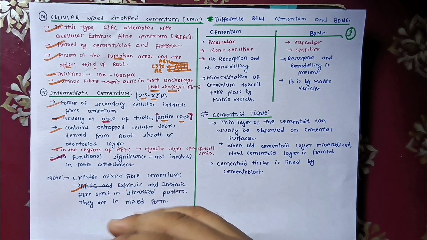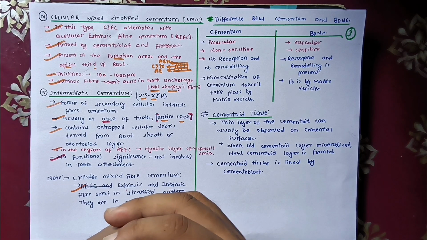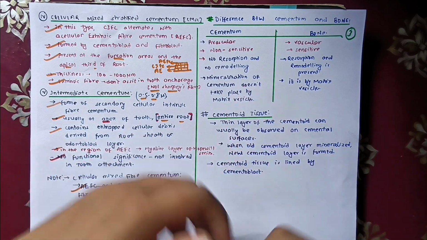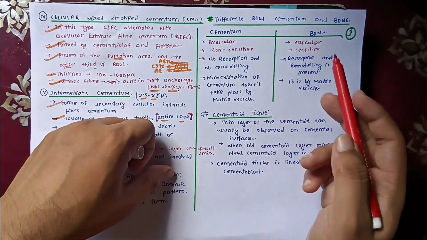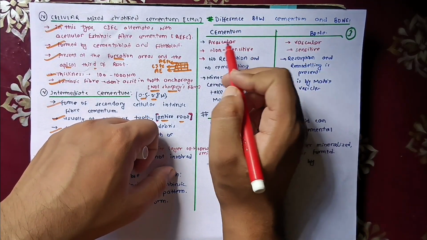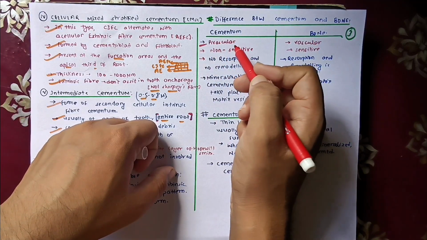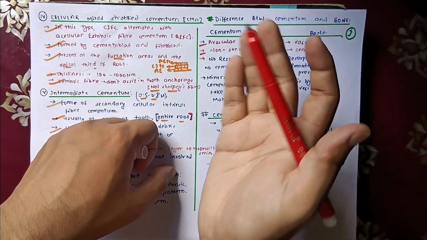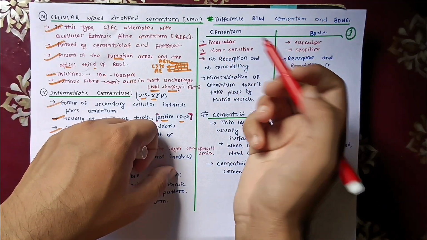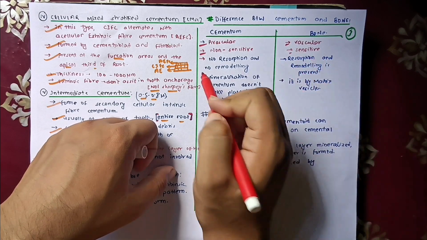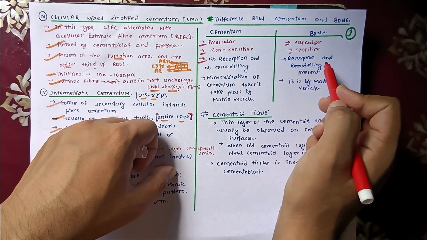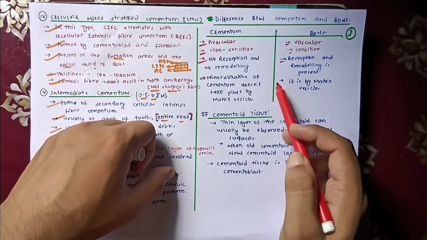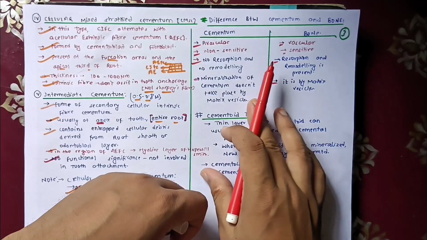Now our next subtopic is cementum and bone. I think we should have discussed this in the first video itself, but I thought to discuss it in the second video. Cementum is an avascular, non-sensitive, non-innervated dental connective tissue, whereas bone is vascular and sensitive. Similarly, cementum has no resorption and no remodeling, but in bone resorption and remodeling are present, and mineralization of cementum doesn't take place by matrix vesicles, but in bone it is by matrix vesicles. So I have just mentioned 4 points, you can just remember them.